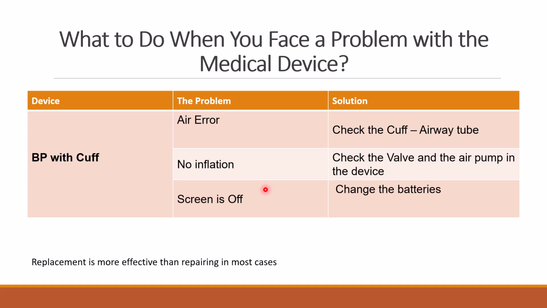If we have no inflation, we are pressing the button on the device to get the reading, but the cuff is not filling with air, so we need to check the valve of the air pump in the device. In these cases, if there is no leak in the tubes and no damage in the cuff, and for example you are hearing that sound when you press the button but there is no air, you have to fix this device. Okay, you have to bring it to the technicians or the biomedical team. They are going to open this device and check the valve, check the interior airway lines.